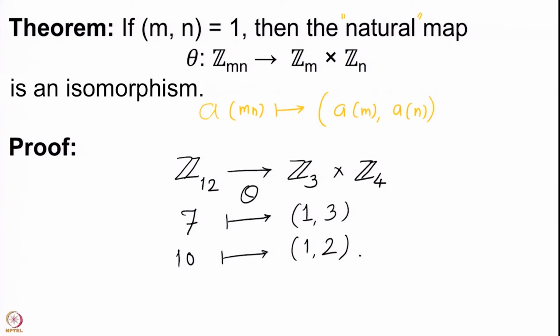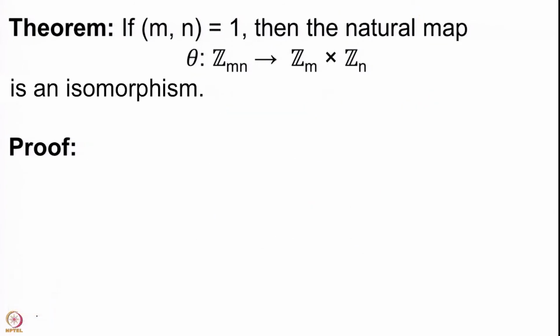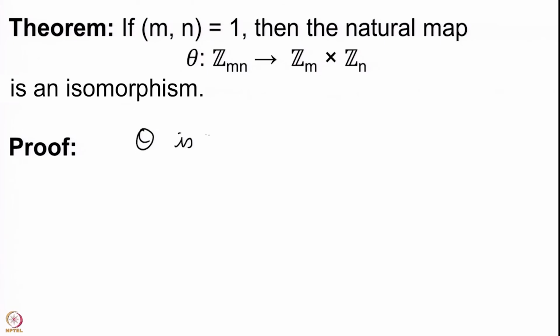Natural map has a very well defined meaning in mathematics, but let us not go into that right now. What we mean here is the most natural map that one could think of given the whole situation. Okay, so, this is our natural map.